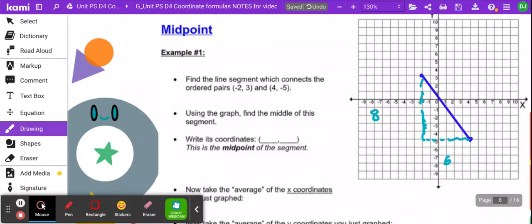Okay, well, let's think. How would I get to the middle? You thinking about this? I take half of that, right? So I would go down 1, 2, 3, 4. Here's my 4. And I would go over 3. And hopefully I spy, yeah, that looks like the midpoint, right?